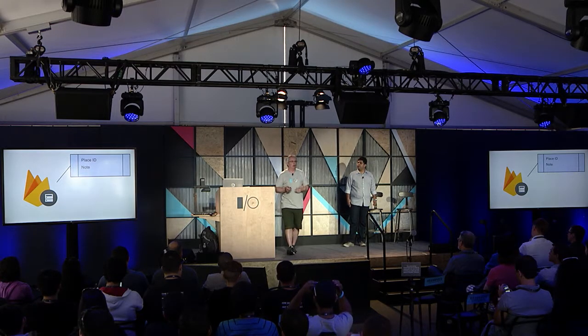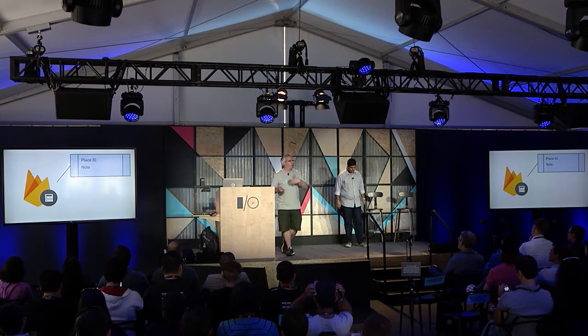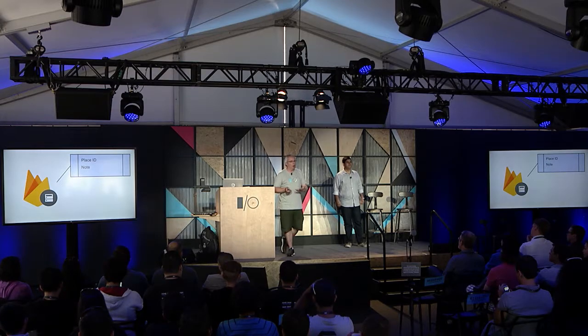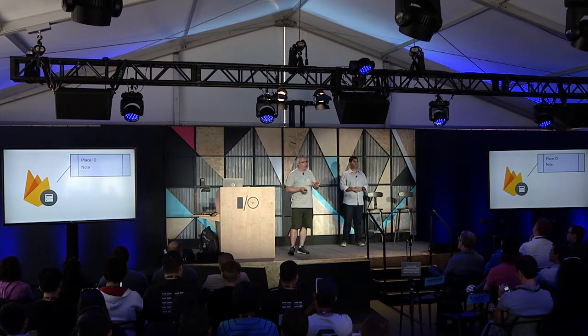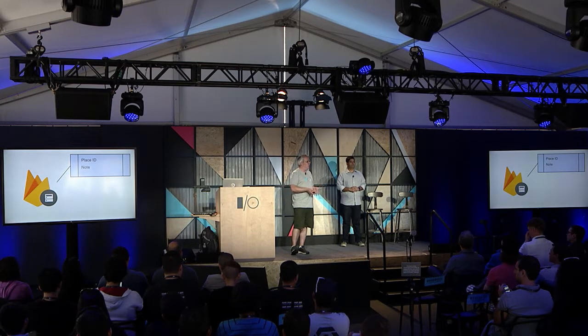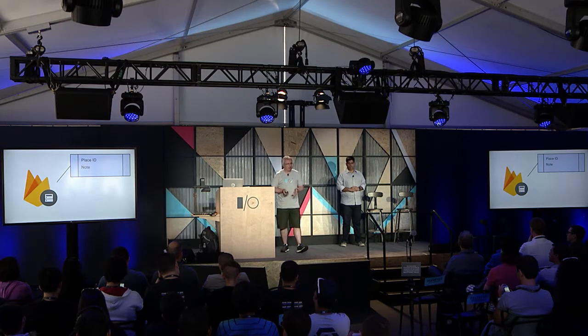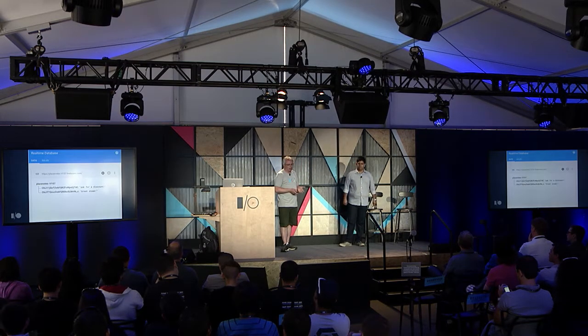So for example, Shoreline Amphitheater, where we're at now, if we were to create a note for that, all we'd be storing is the ID for Shoreline Amphitheater, and then whatever note the user had actually typed in. Very, very simple entity. But let's see what that looks like in Firebase.